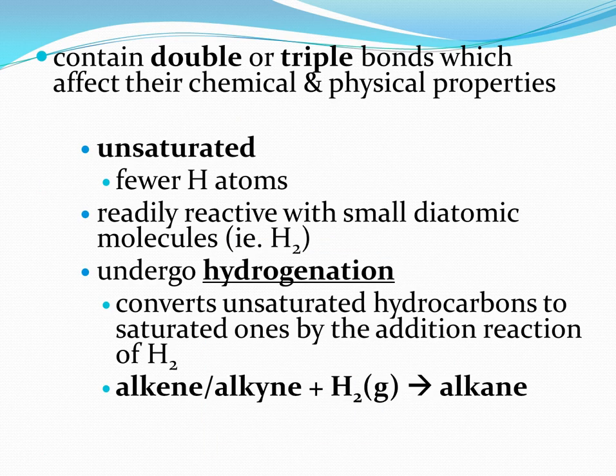Alkenes have double bonds and alkynes have triple bonds. These bonds affect their chemical and physical properties. Since they have more bonds between the carbons, they have fewer hydrogens bonded to them for each carbon. This means that they are unsaturated.